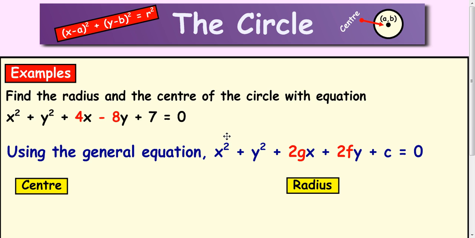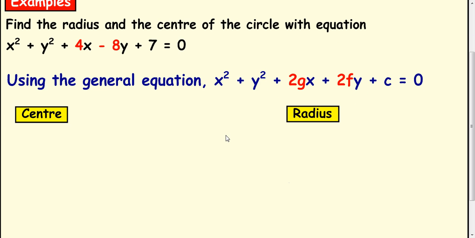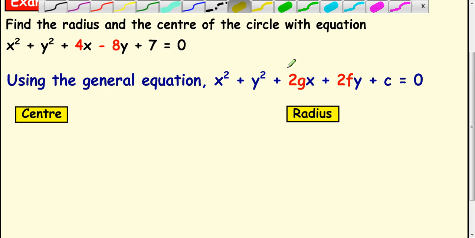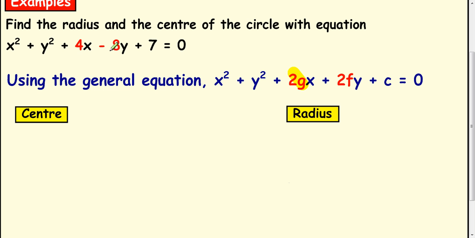So first example, find the radius and the centre of the circle with this equation here. You would go to your formula sheet, you would write down the expanded form, because this here is an expanded form. You compare coefficients of x, so 2g is the same as the 4, and 2f is the same as the negative 8, be careful with the negative 8, and the c part is the 7, so write that down.